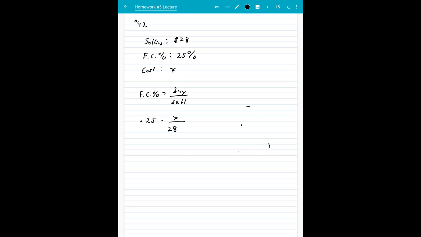So go ahead and cross multiply. 0.25 times 28 gives you 7. 1 times X just gives you X. You end up prepping it or costing or buying it for $7. And that's all there is to it for that problem.